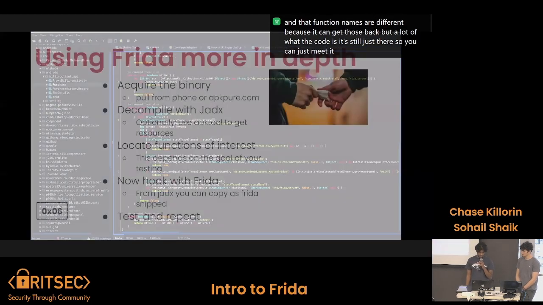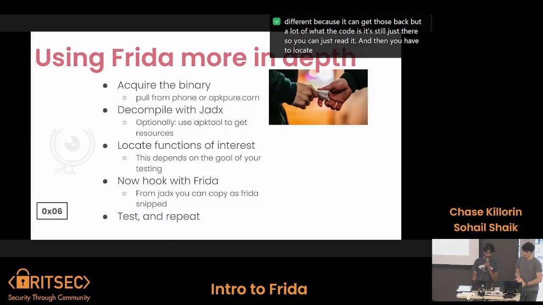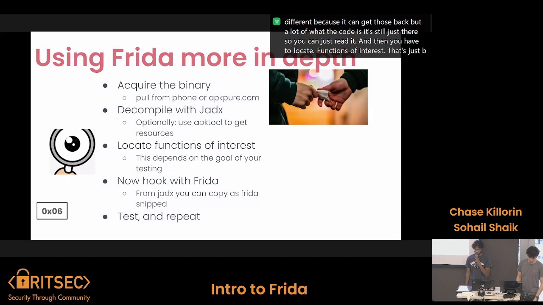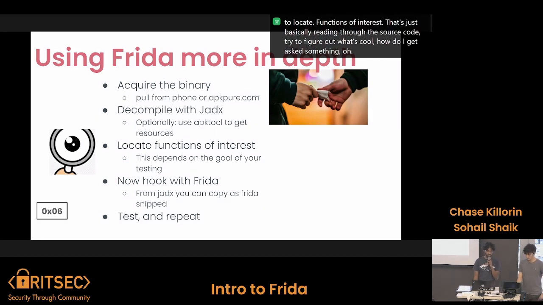And then you have to locate functions of interest. That's just basically reading through the source code, trying to figure out what's cool. How do I get past something? If there's a login page, is there a password hard-coded? Is there something where it checks the password? Can I just get that API and then just send random things to it and stuff like that?